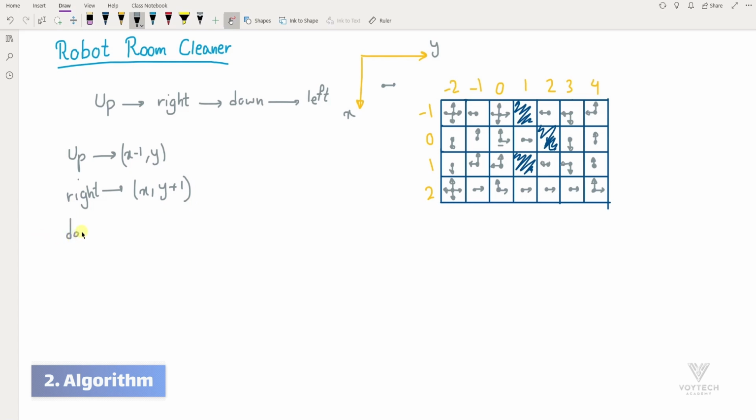And when we go down, here, we should increase x by 1, and y will be the same. And left, when we go left, x will be the same, but y will decrease by 1.